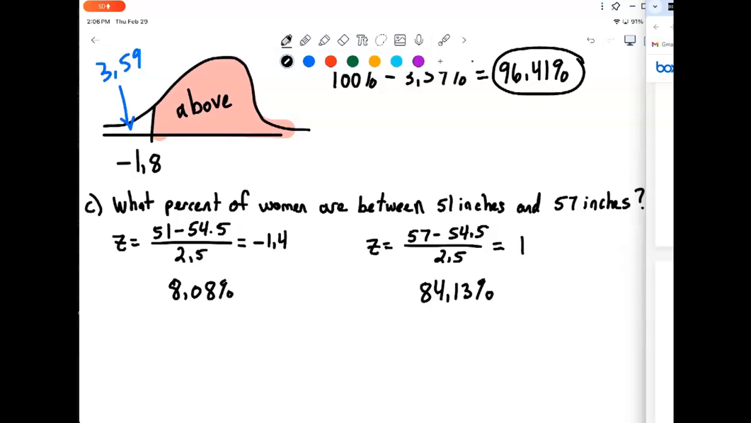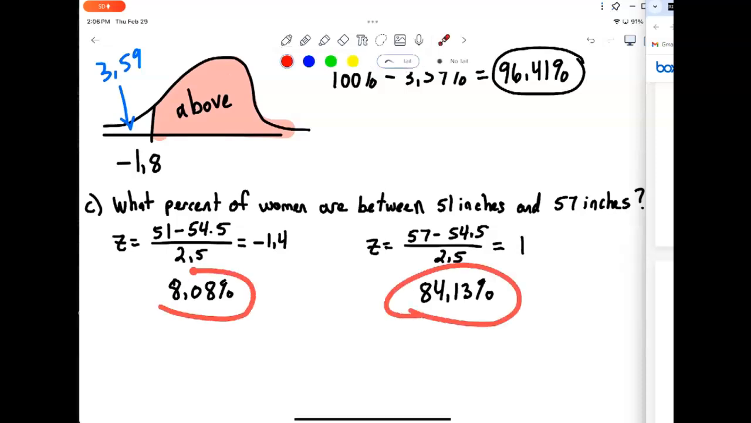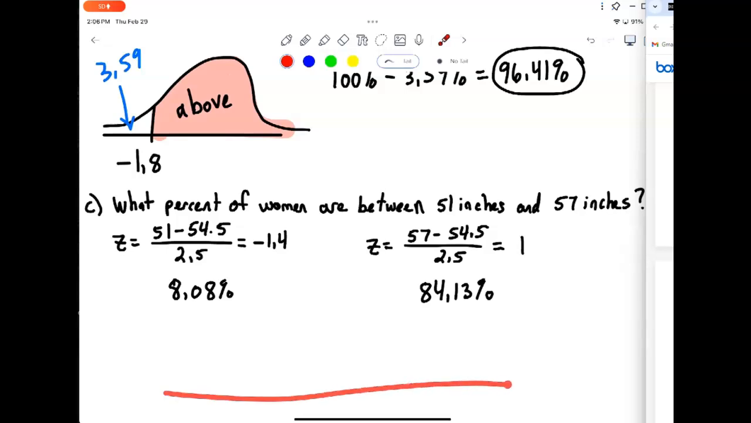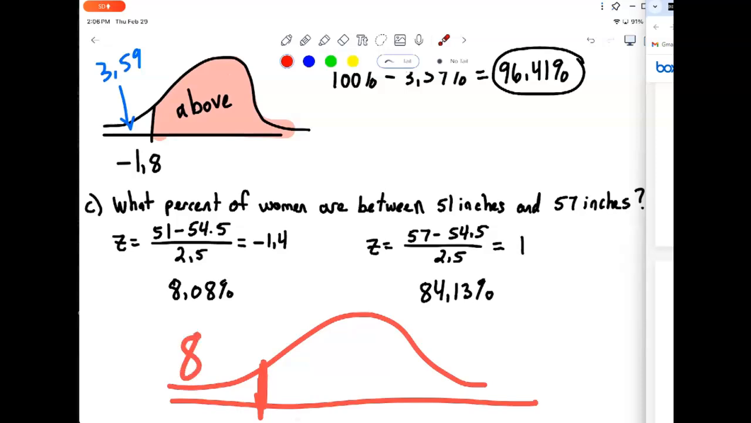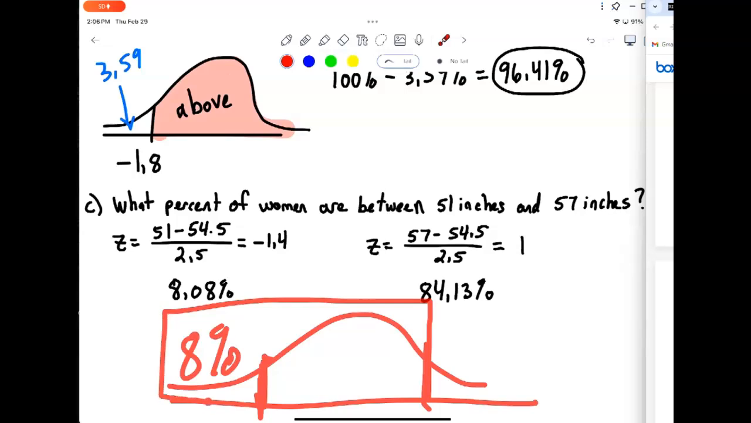Okay. And now we want the amount that are in between these two amounts. So what you have to understand here is if I was to draw the distribution here, my first data value, 8% fall down here, underneath that one. And then my second data value here, 84% is all the way down to here. But we just want what's in between the two.